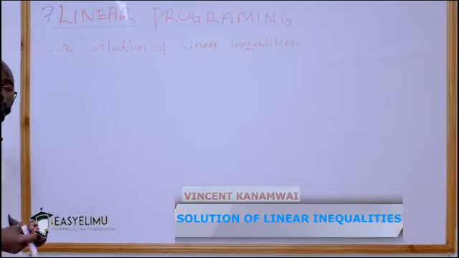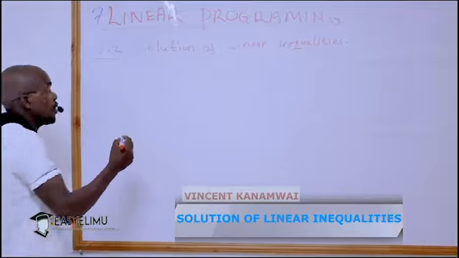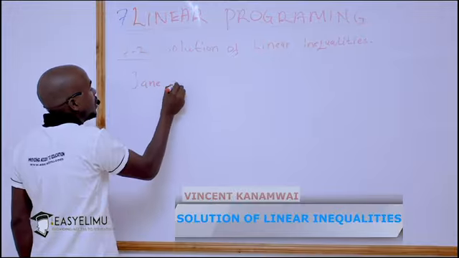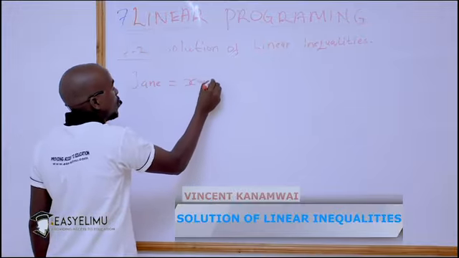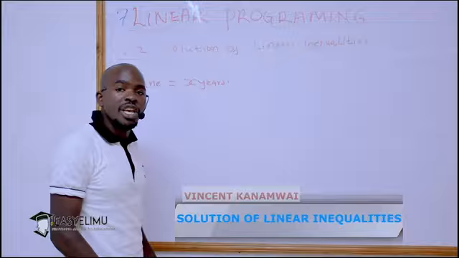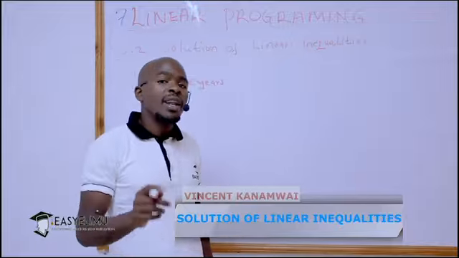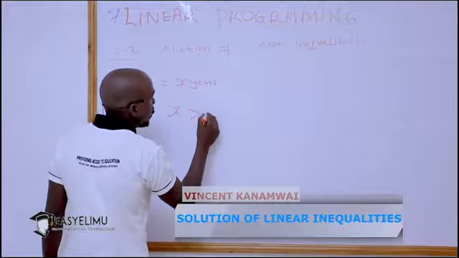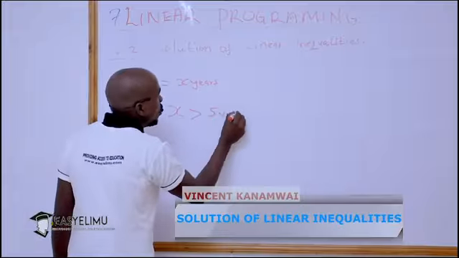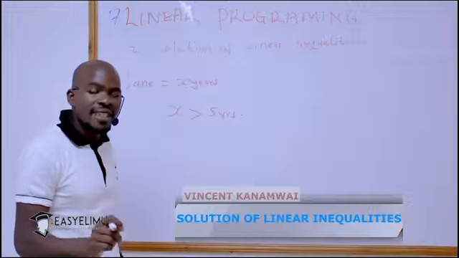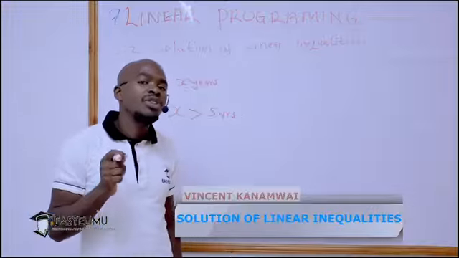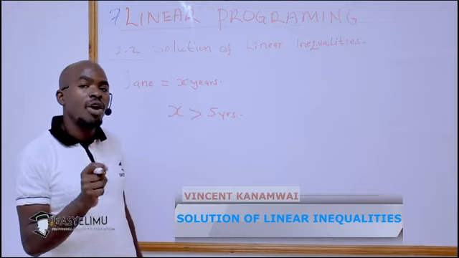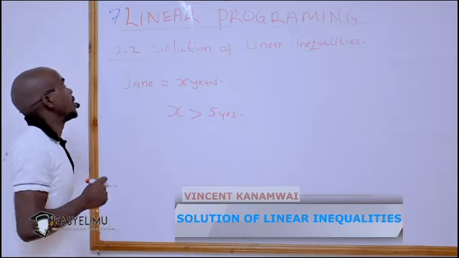What we should first do here is, we have been told that Jane is X years old, but she is not less than 5 years old. So meaning X is greater than or equal to 5 years old. She is not less than 5. What does it mean? She is 5 or more years old.